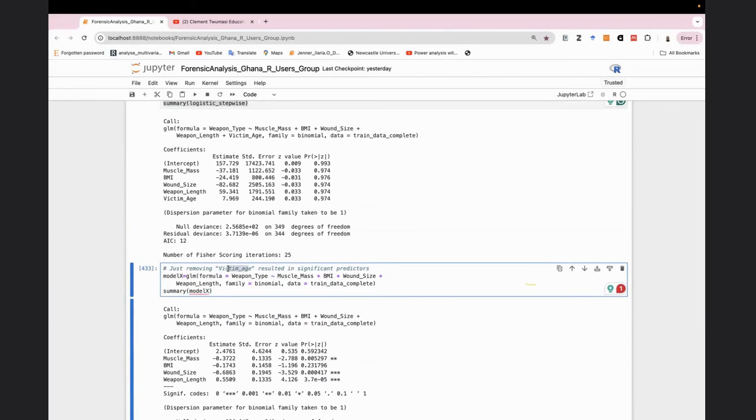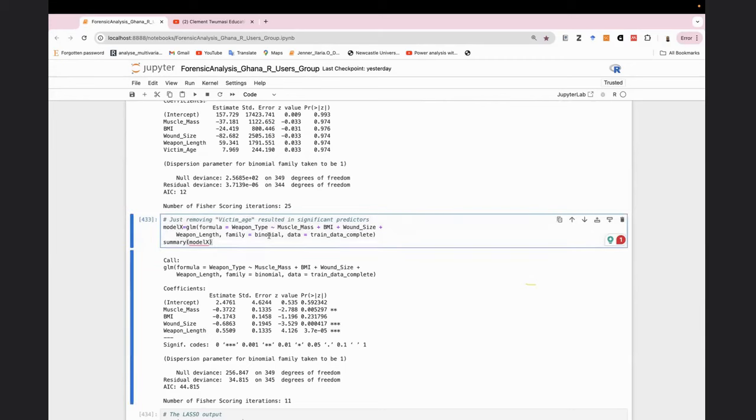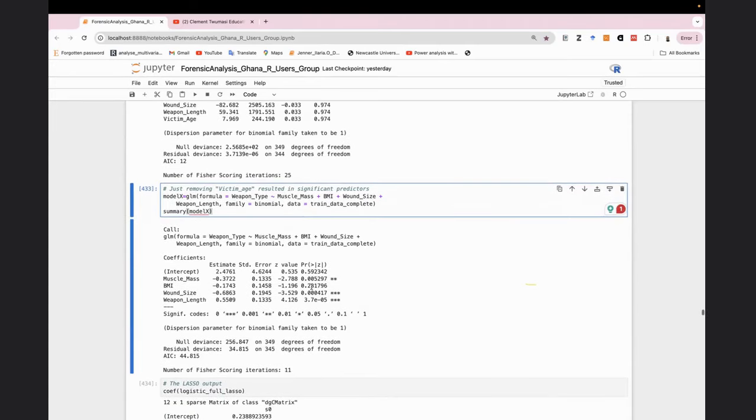Here I decided to take the victim age out. Look at the victim age. If victim age is taken out, the AIC was also worse. But somehow, when I took away the victim age, even though victim age was recommended by the stepwise regression, you notice that it now made other variables to be significant after taking it out.